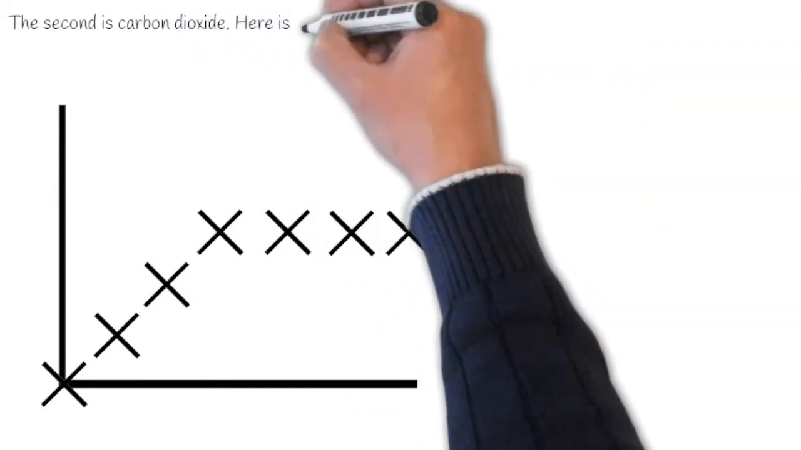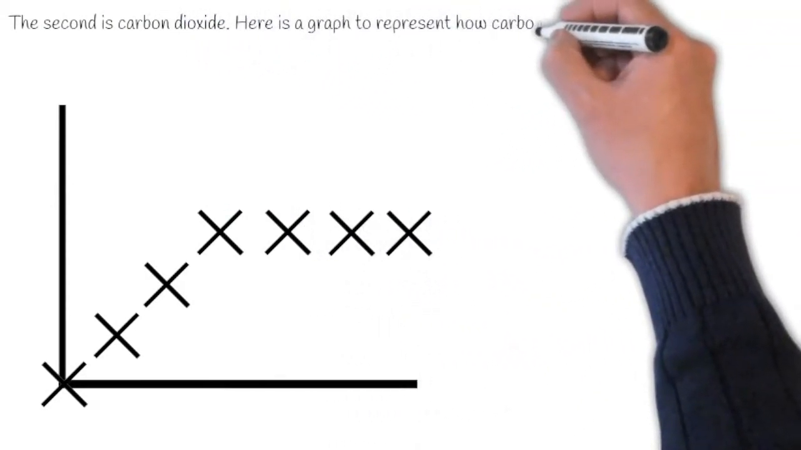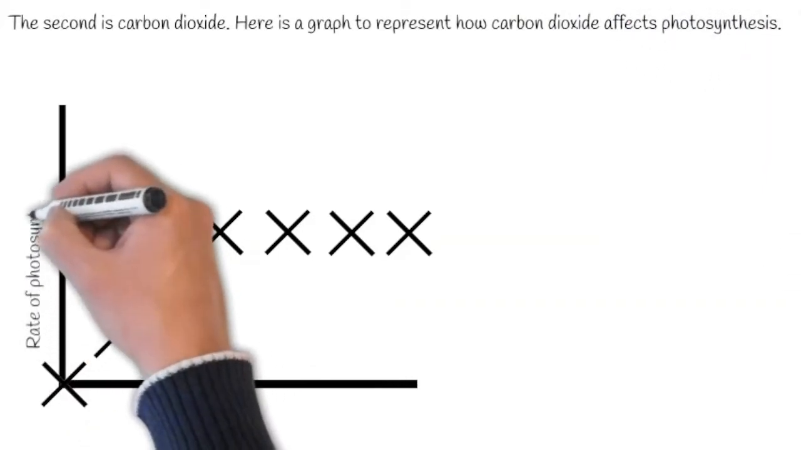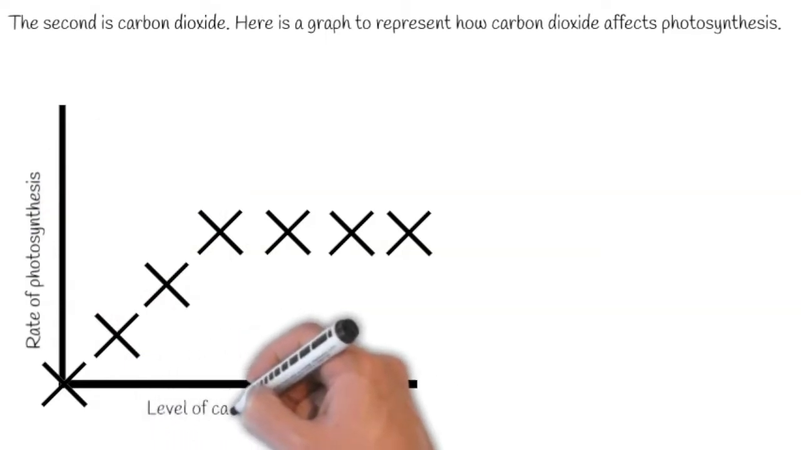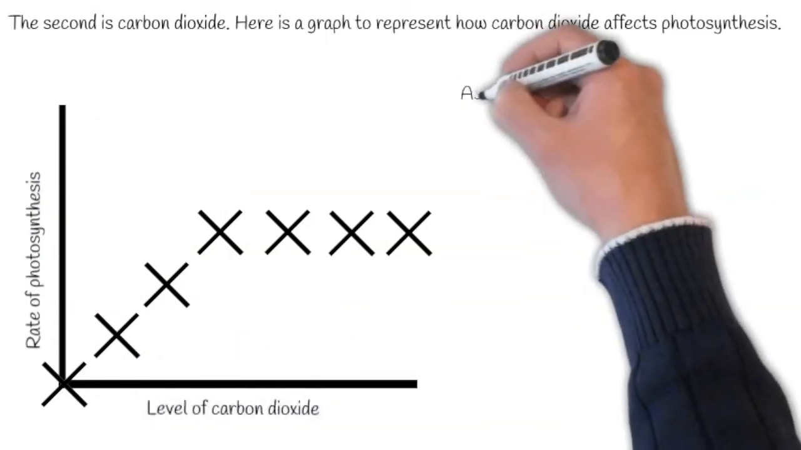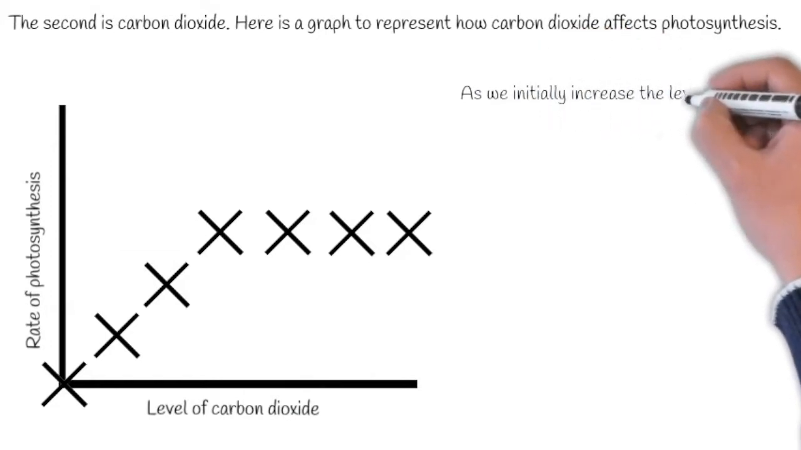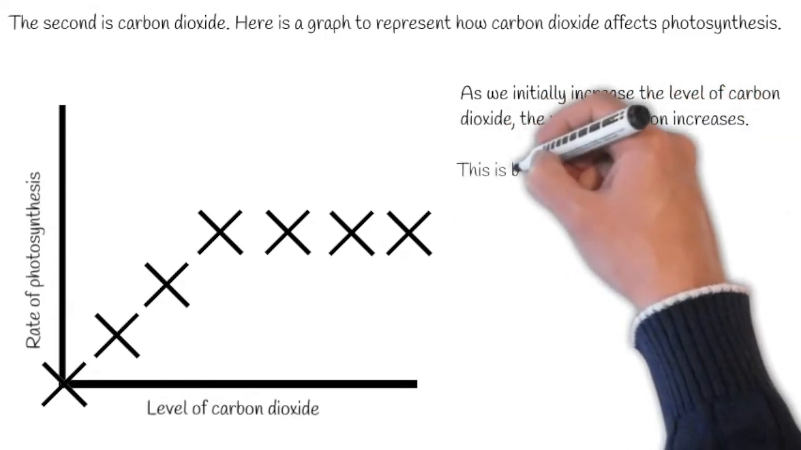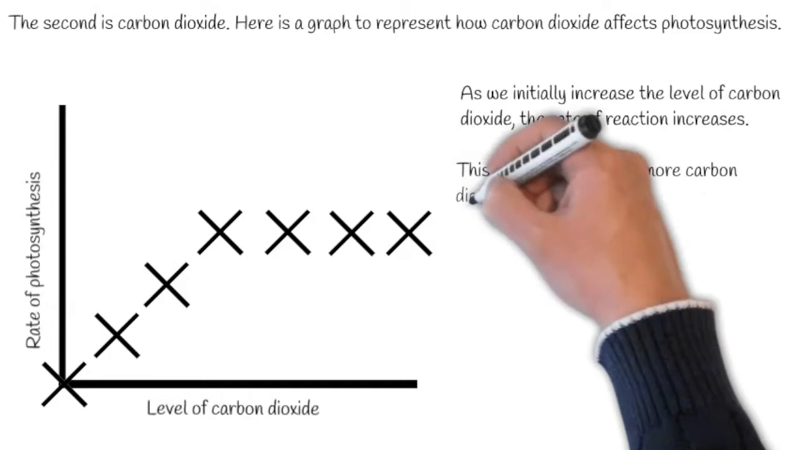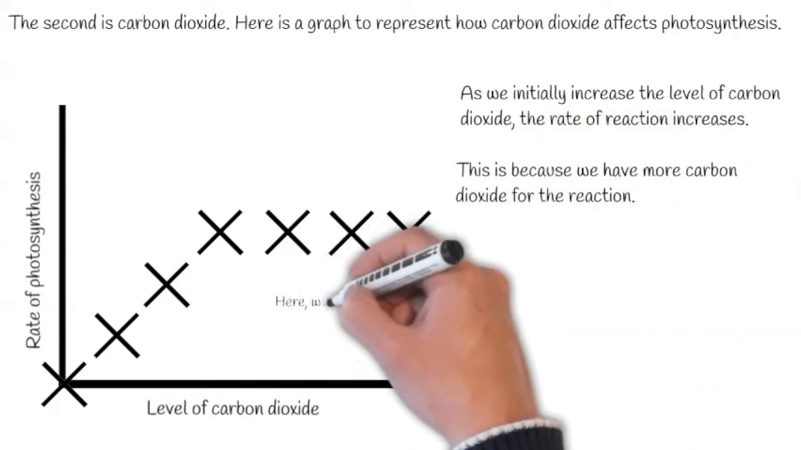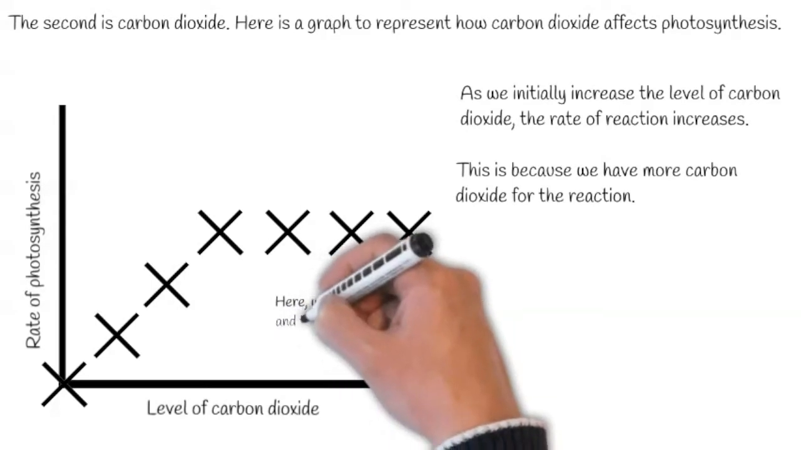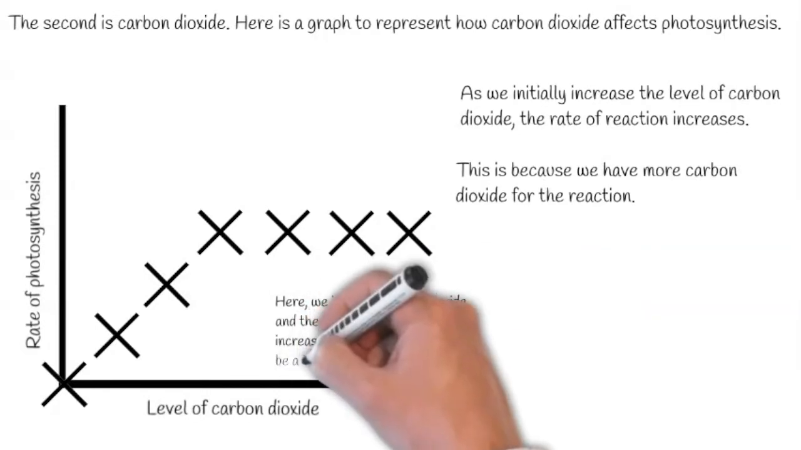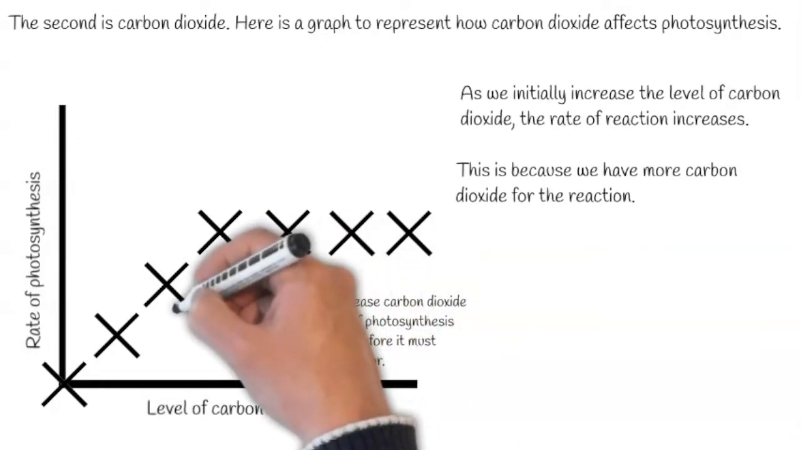The second is carbon dioxide. Here is a graph to represent how carbon dioxide affects the rate of photosynthesis. As we initially increase the level of carbon dioxide, the rate of reaction increases. This is because we have more carbon dioxide for the reaction to take place. Here, we increase carbon dioxide and the rate of photosynthesis is increasing. Therefore, it must be a limiting factor.